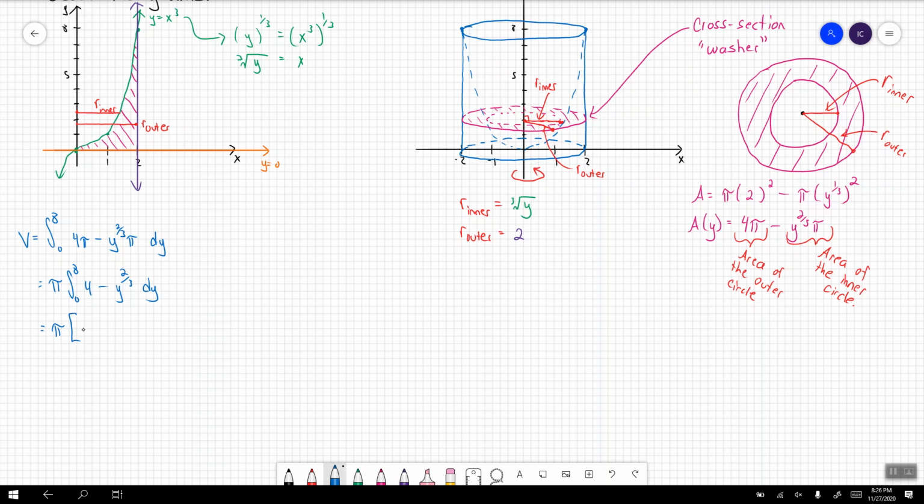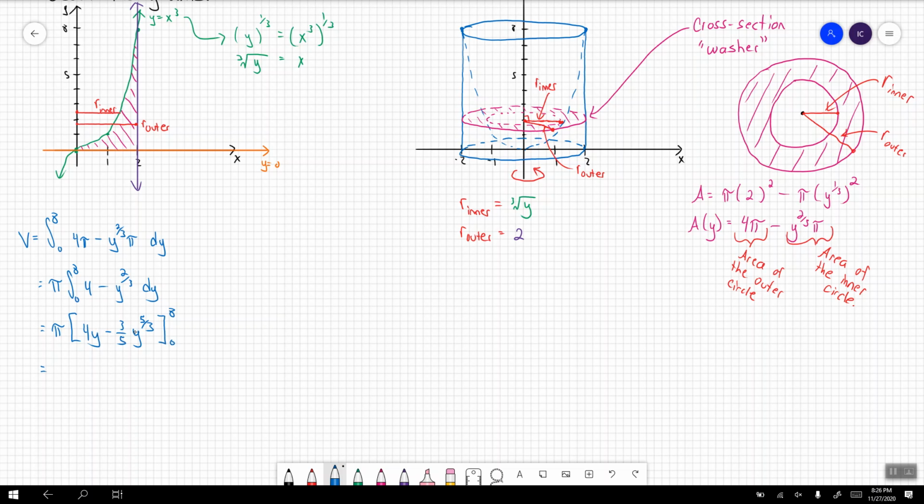Integrating 4 with respect to y, this gets us 4y minus y to the power of 2/3. We're going to add 1. 2/3 plus 1 gets us 5/3. Since 5/3 is a fraction, we're going to multiply by the reciprocal. And we evaluate this from 0 to 8.